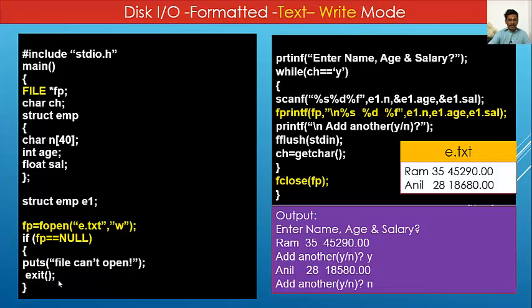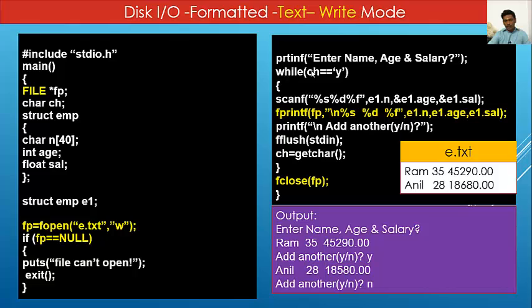It terminates the main program. That is, it terminates the program. If the file is opened in write mode, it makes a stream between the hard disk and RAM memory. That RAM address is returned here, and that address is assigned to fp. The condition is false. So printf, enter name, age and salary, will display like this.